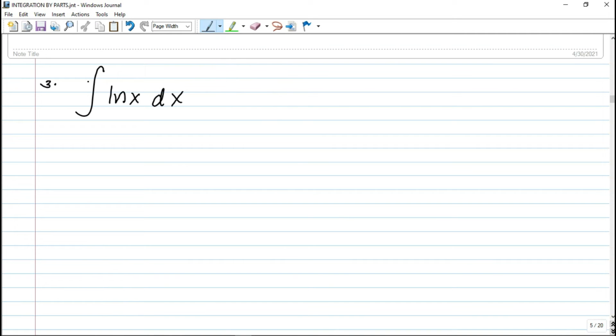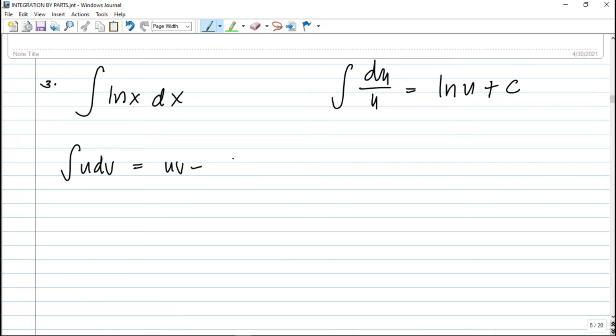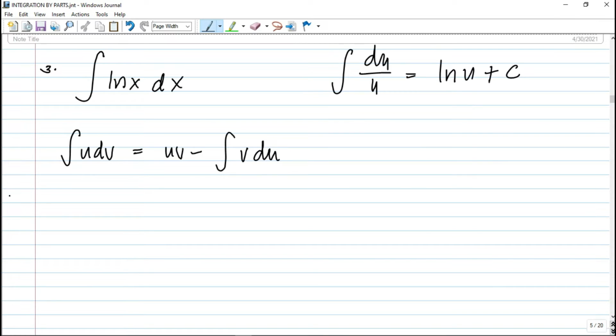The indefinite integral of ln x dx. If we recall the formula, the integral of du over u is ln u plus c. But we have no formula for the integral of the natural logarithm. That's why we will use integration by parts. From the formula, the integral of u dv equals uv minus the integral of v du.